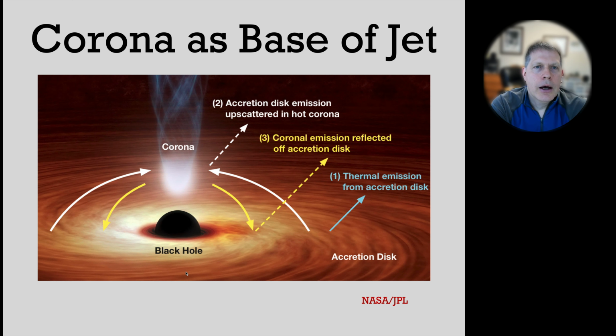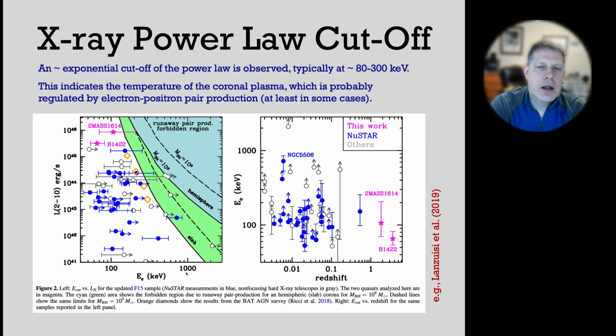Okay. Now, another point I want to make is about this power law cutoff. As I've already highlighted several times, the X-ray power law cuts off. It cuts off in roughly an exponential form. And the general observed cutoff energy is typically between about 80 and 300 keV. And here is a plot that shows this. This is one example paper. There are many other such papers.